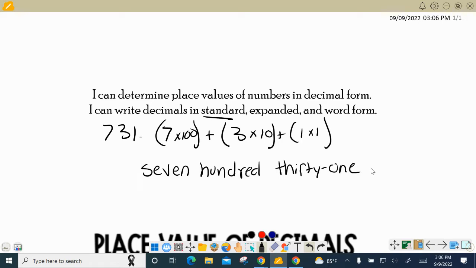Now, a lot of you used to say 731 with an 'and' in it. I'd be like, no, you cannot say that. And you've asked me why. Well, the reason why is because of today. Because today we're going to get into decimals. And whenever you see that decimal point, that's when you say 'and'.